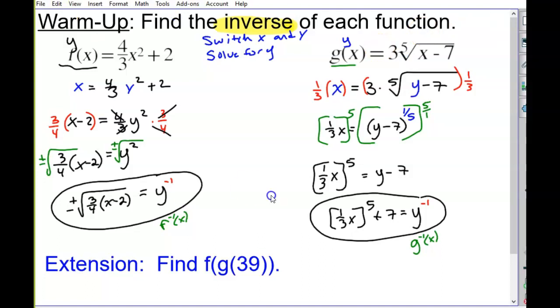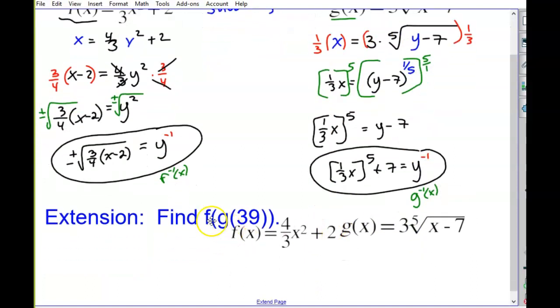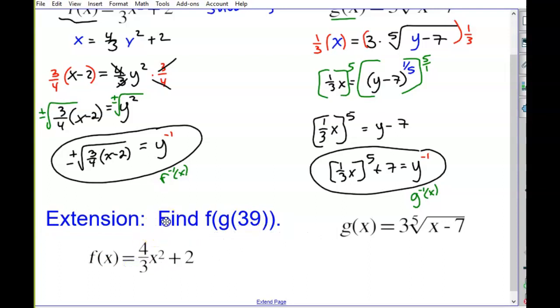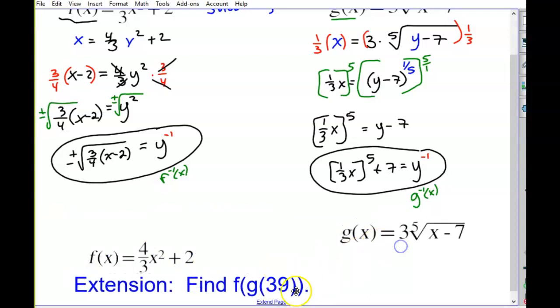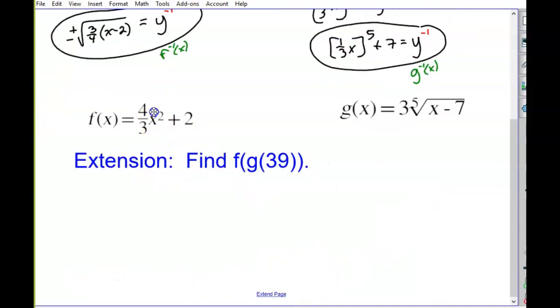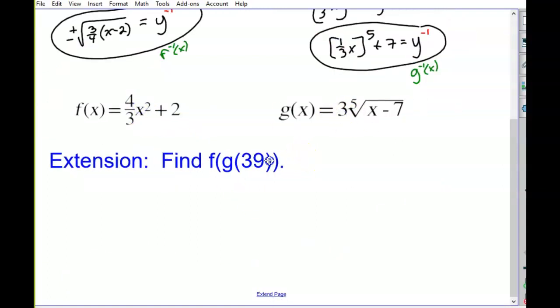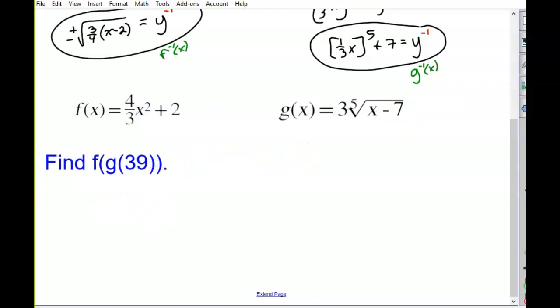All right, so then I threw an extension in there. And just to make this a little easier to see, I'm going to just grab what we know f and g are. And let's just do a composition here quick. It says find f of g of 39. Well, in a composition of a function, you got to do the inside function first. So I'm going to do, what is g of 39?